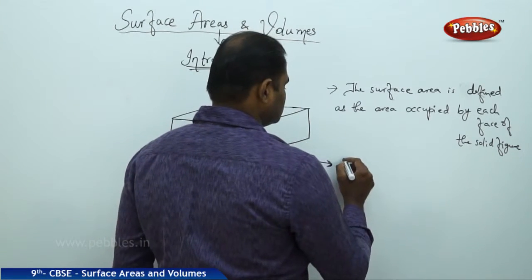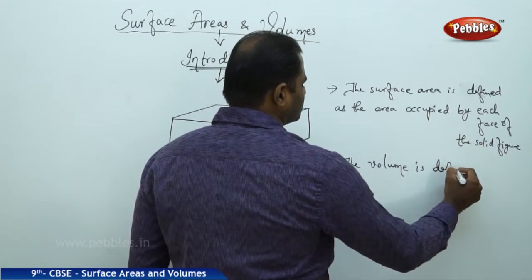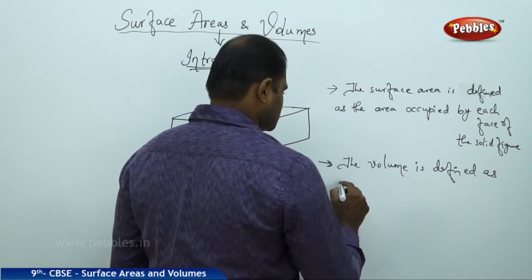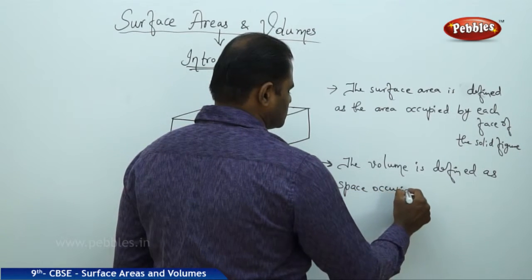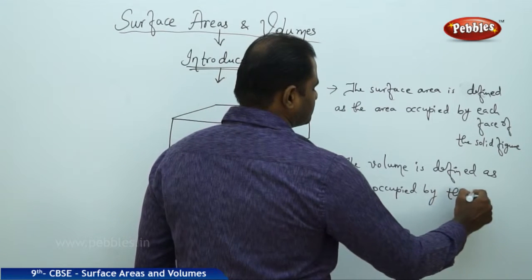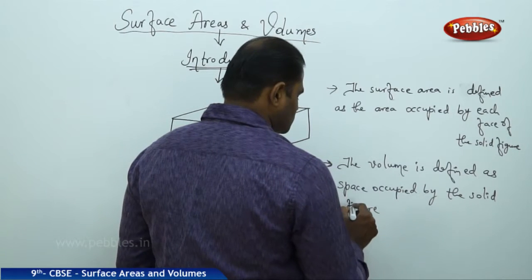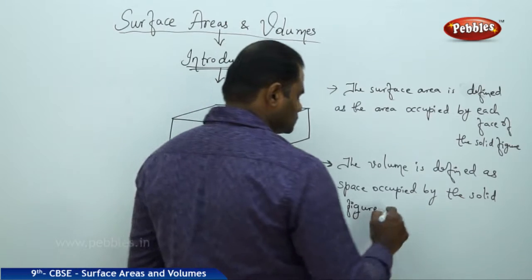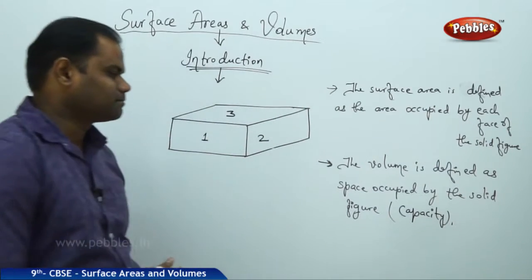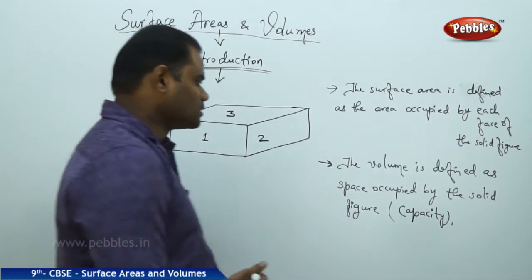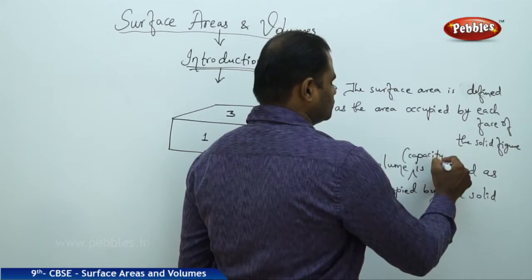So, in general terms, the volume is defined as the space occupied by the solid figure, or sometimes we also call the volume the capacity. So the volume is also called the capacity in some other means of understanding the volume.